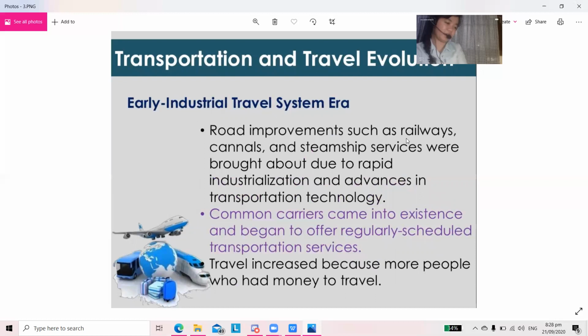Then you have the early industrial travel system era. Road improvements such as railways, canals, and steamship services were brought about due to rapid industrialization and advances in transportation technology. Common carriers came into existence and began to offer regularly scheduled transportation services. Travel increased because more people had money to travel. In this era, since transportation improved, there were many more ways to travel, not just by land but by sea. At the same time, many jobs were generated, so many people had money and also had the reason to travel, because they had many choices, not just by road. Carriers also came into existence and offered regularly scheduled transportation services.